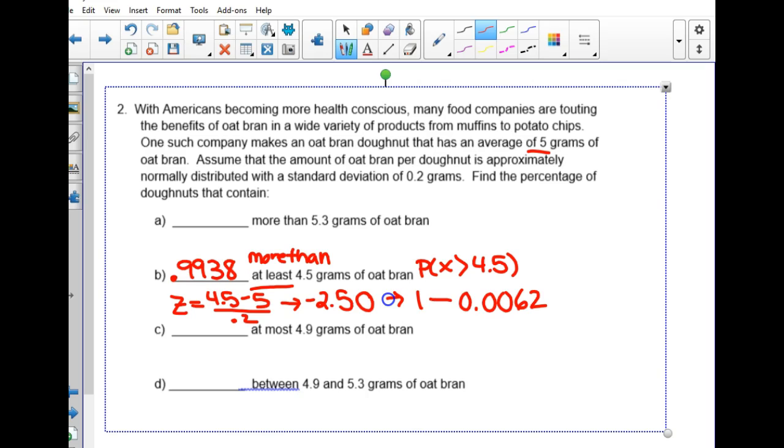Look that over. It's the same rhythm almost every time with these word problems. Find a z-score, go to the chart, and then decide, do I have a greater than, a less than, or an in-between. I want to talk about number C, but before that, do you have any questions about part B?